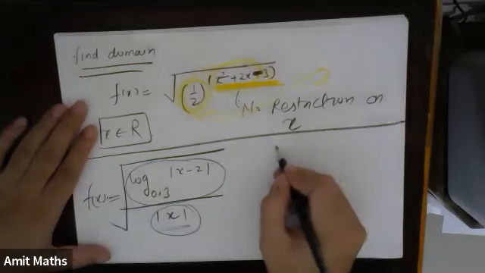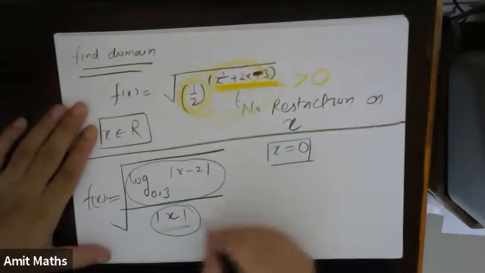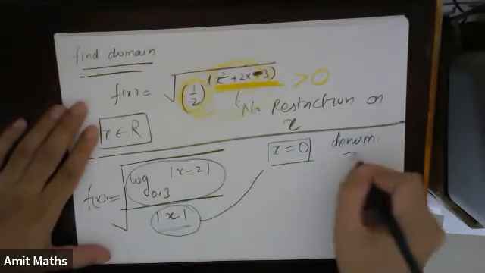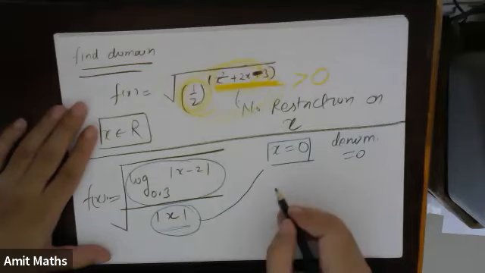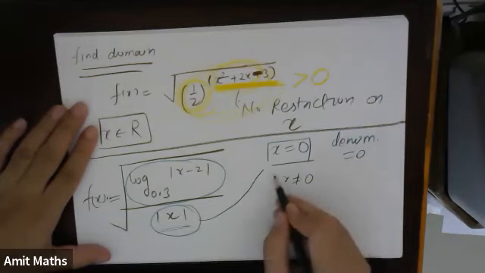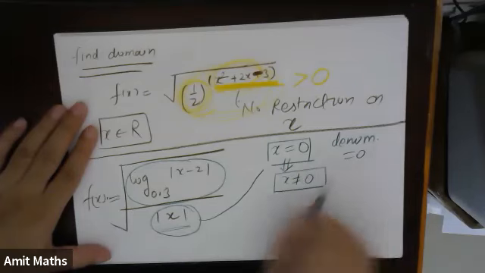And what is this value? When x is equal to 0, this denominator is equal to 0, and we do not want that. So the first thing we'll take is that x should not be equal to 0. From this we are inferring that x should not be equal to 0.